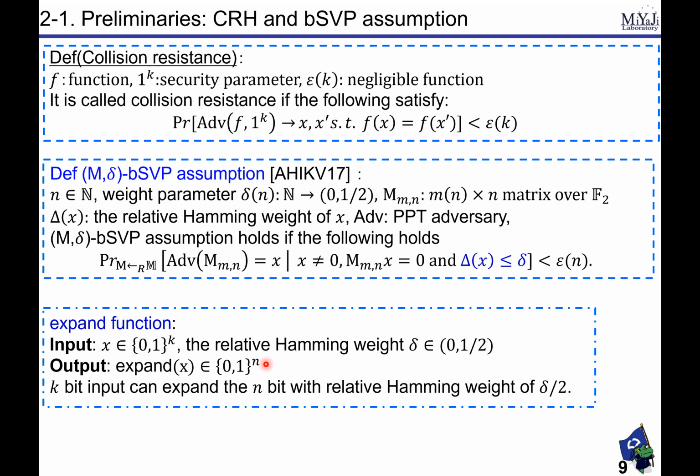Next is the expand function. The expand function is given k bits of X and outputs n bits, which satisfy the relative hamming weight of delta over 2, is an expand function.